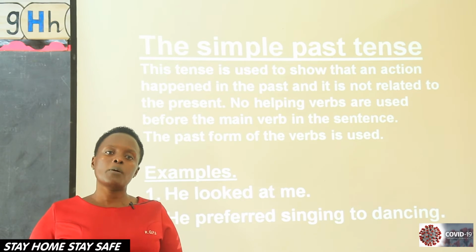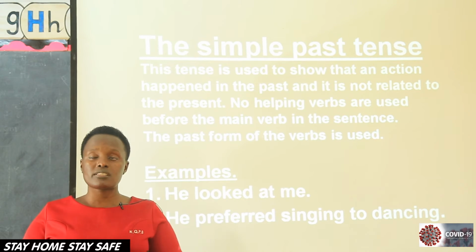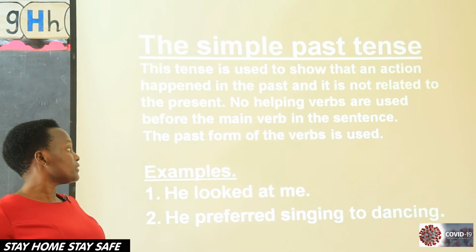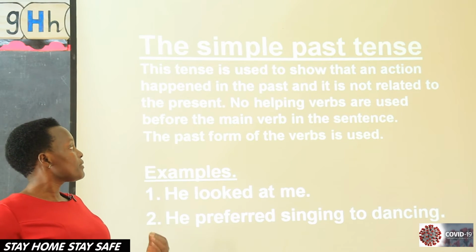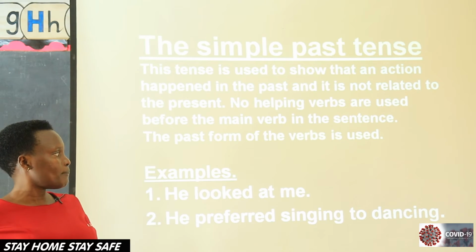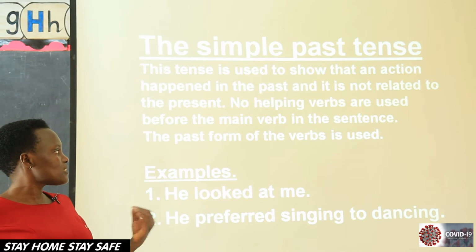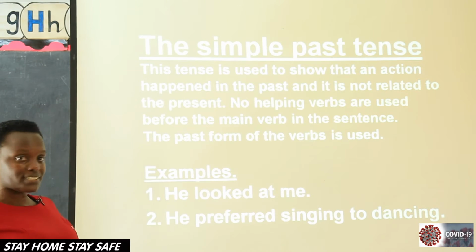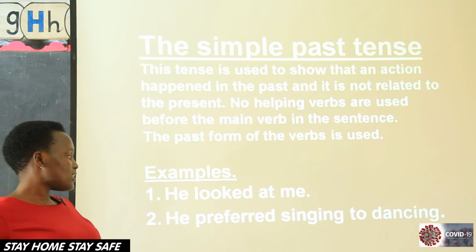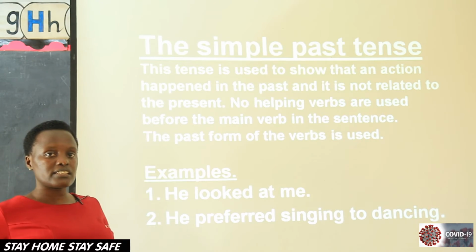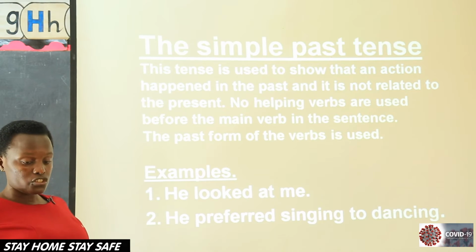All we need to do is that we have to use the past form of the verbs. No helping verb, okay? So we don't use any helping verb before the main verb. The past form of the verbs is used. Example, he looked at me. He preferred singing to dancing.